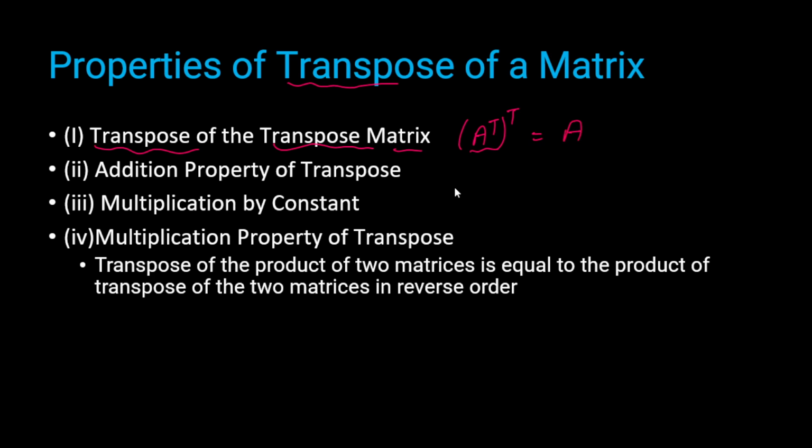Now the addition property of the transpose. The addition property says that transpose of A plus B is equal to A transpose plus B transpose. Now we have one more property, that is multiplication by a constant. If a matrix is multiplied by any constant k, and then we find the transpose, this will be equal to k times the transpose of that A matrix. So transpose of kA is equal to k times A transpose.